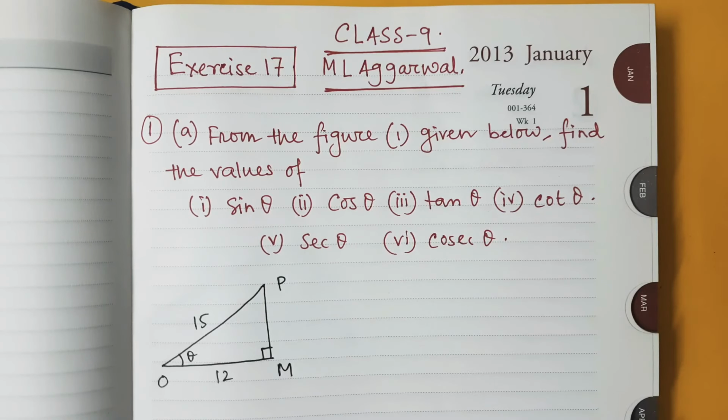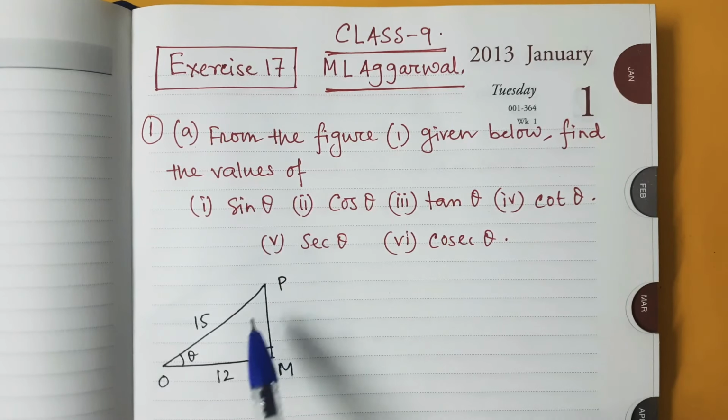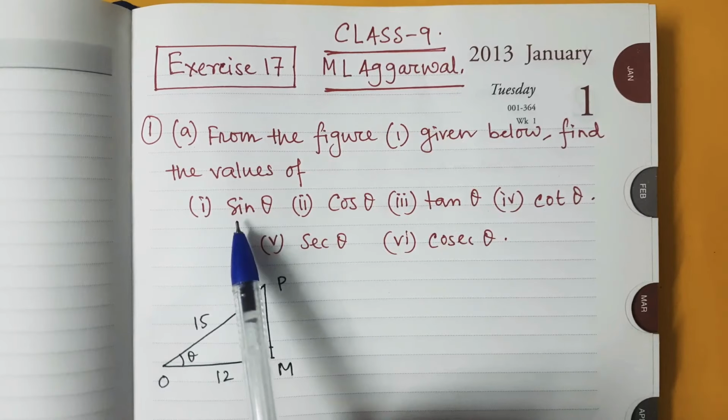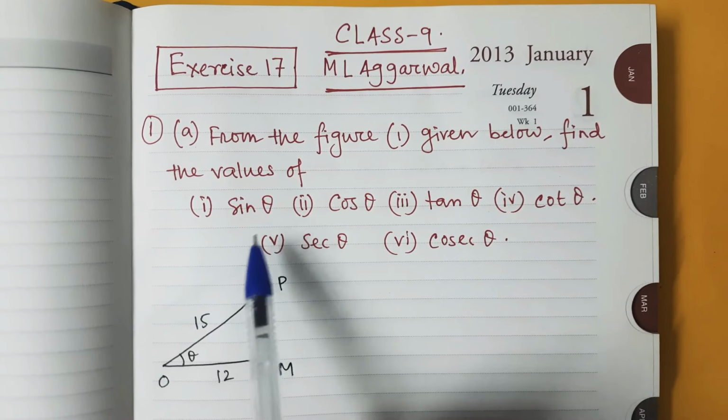So this is problem number 1, part A. Here this figure is given and they are asking to find the value of sin theta, cos theta, tan theta and so on.